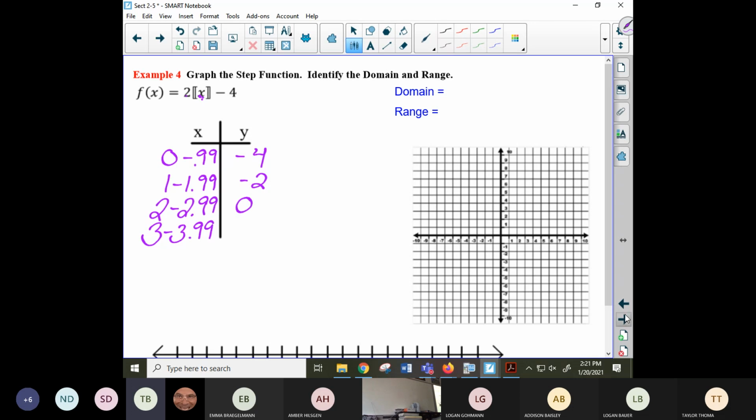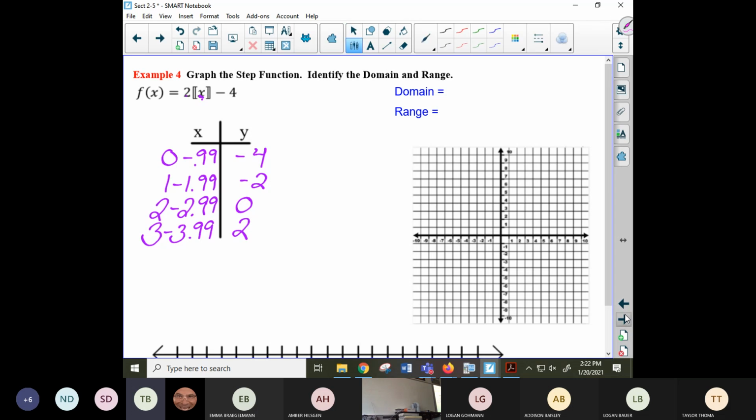Okay? If I put 3 in there, the greatest integer less than or equal to 3 is 3. 3 times 2 is 6. 6 minus 4 is 2. Are you seeing a pattern there? It's just going up by 2 each time. So this is how you graph this one.